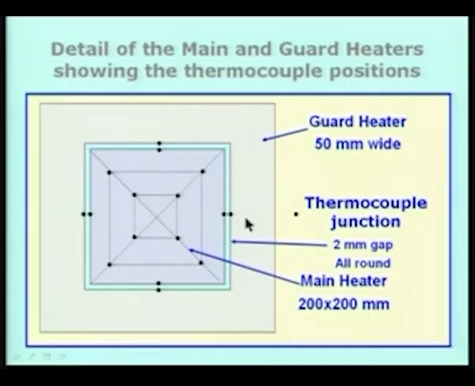So, I must have some kind of a controller which will monitor the delta T across this gap, and if the delta T goes up, it will reduce. If delta T goes down, that is with respect to 0, depending on the direction of the delta T, it will either increase or decrease the heat supplied to the guard heater, so that it comes back to delta T equal to 0. So, this is something which has to be built into the system.